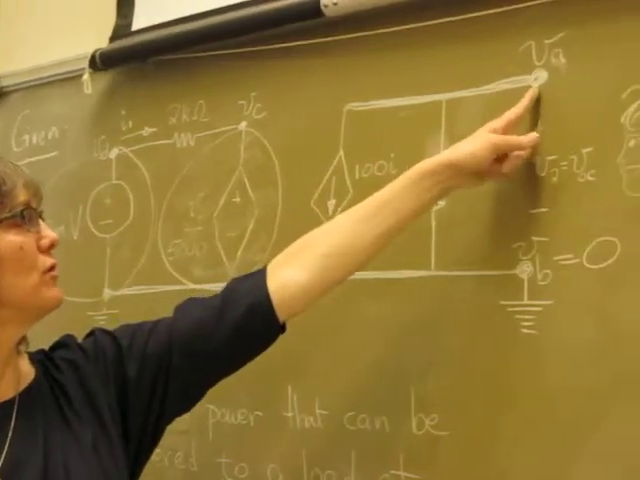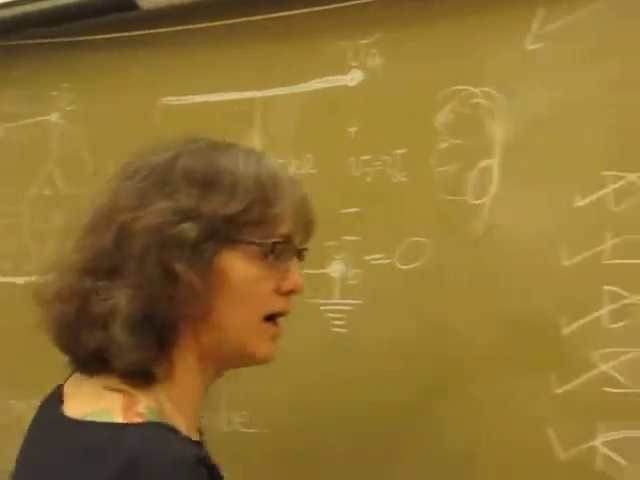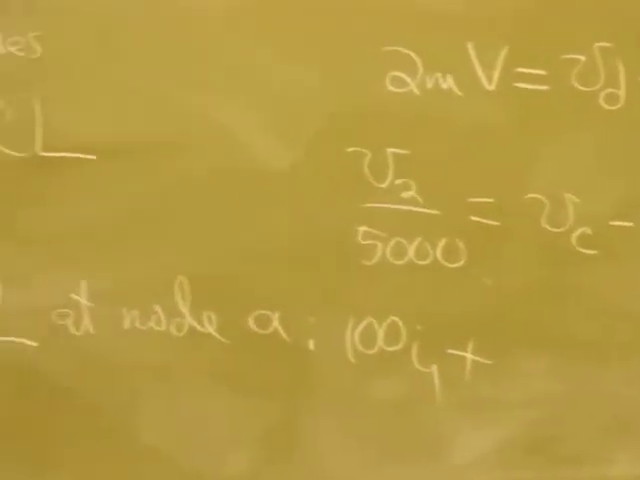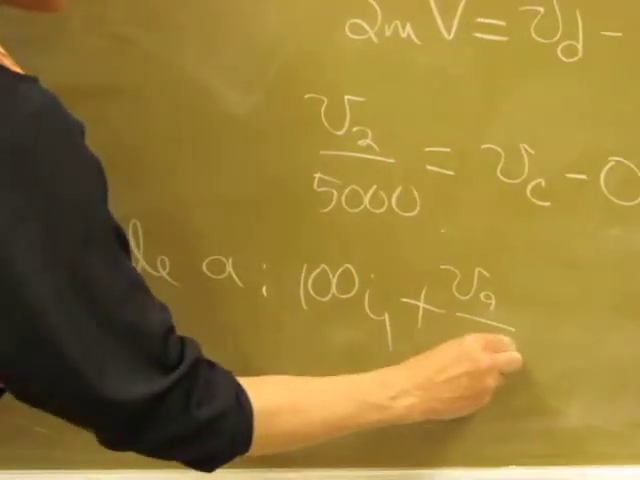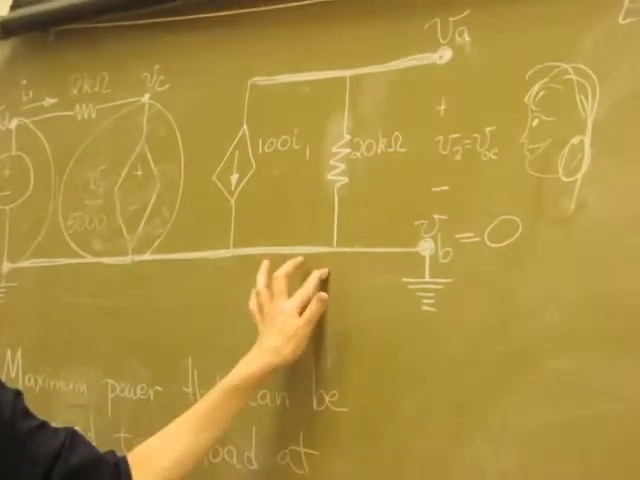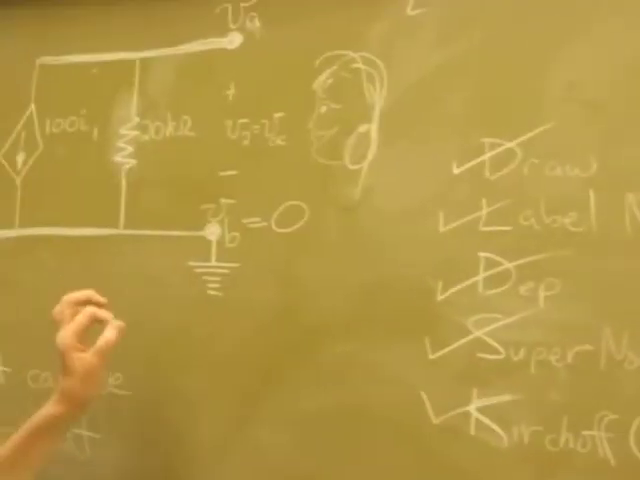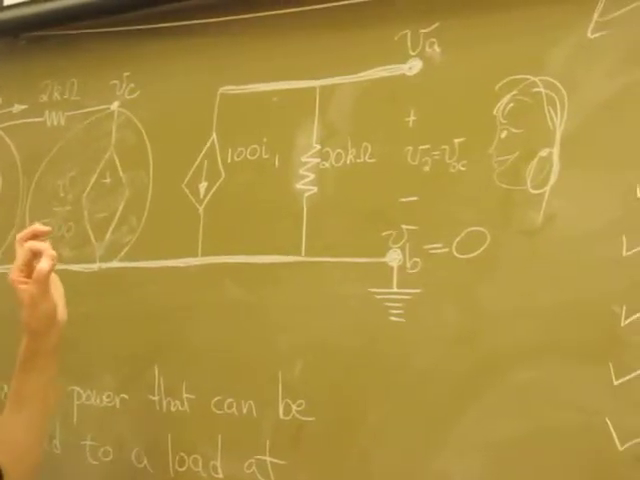Let's see, Kirchhoff's current law. We've got 100 I1 plus VA over 20K, right? Tell me if you're not following how I'm getting these. And that's it, equals 0. Yes? Pardon? Minus or plus?